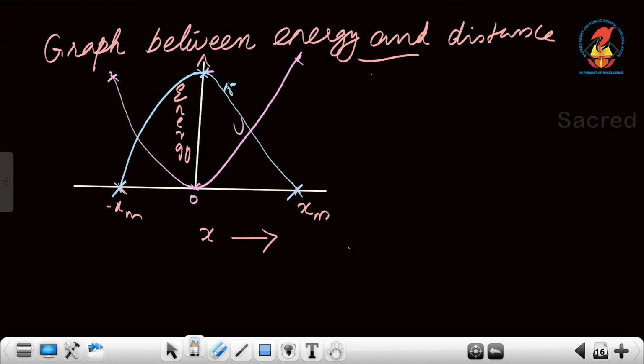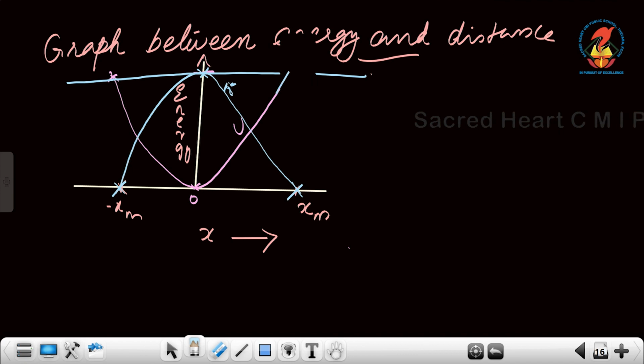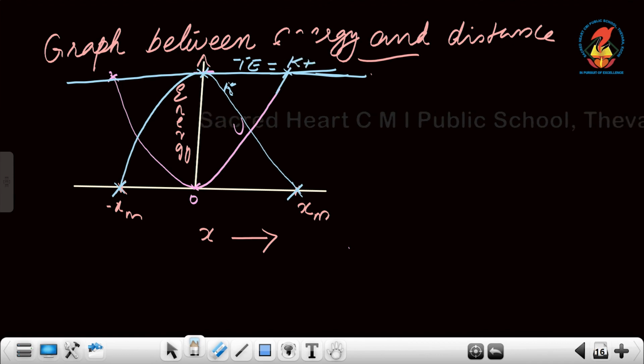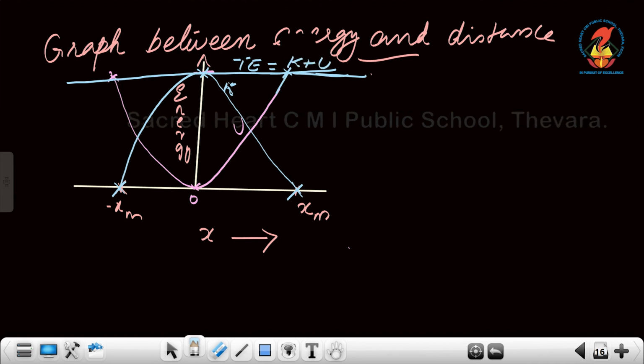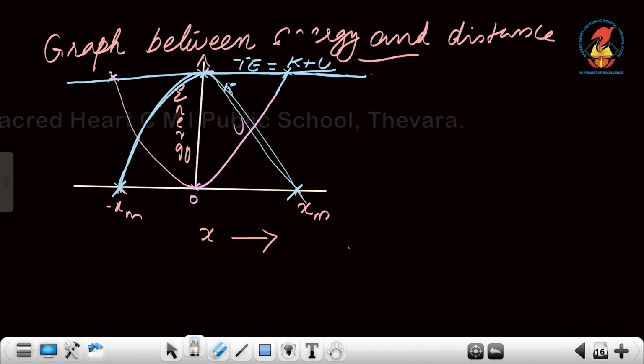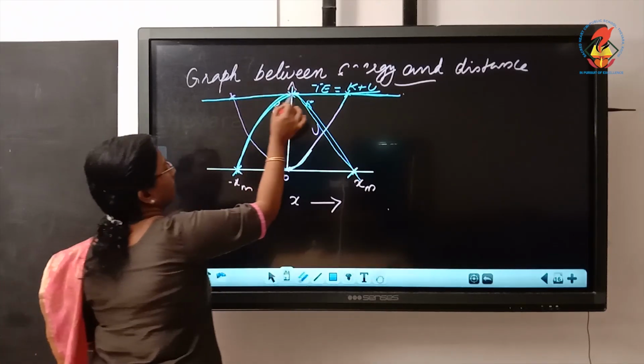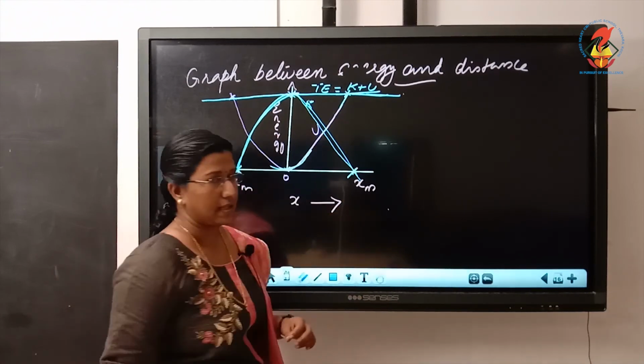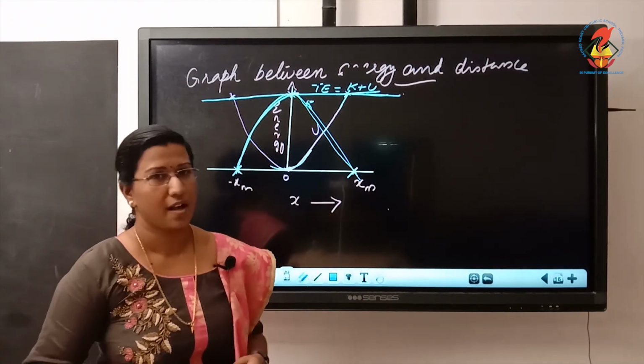This is the graph of potential energy, and this much is the total energy, equal to kinetic energy plus potential energy. I hope this graph is clear to you. This is a graph representing kinetic energy. This graph represents the graph of potential energy. Total energy will be the meeting point of these all, and is equal to kinetic energy plus potential energy.